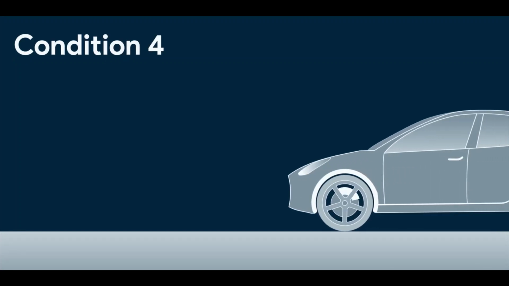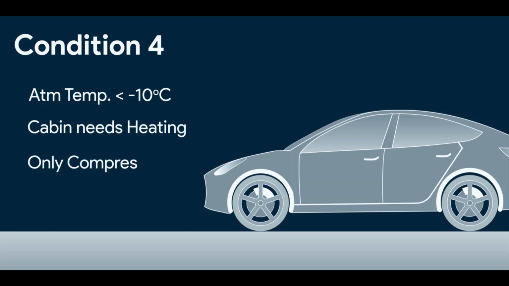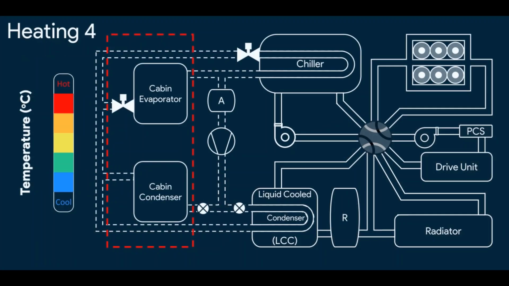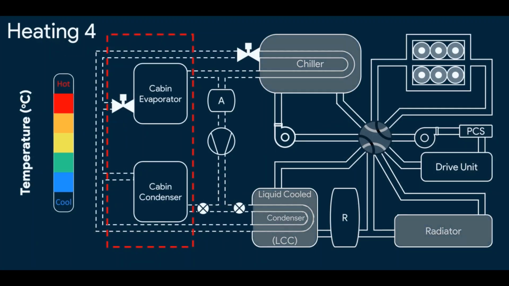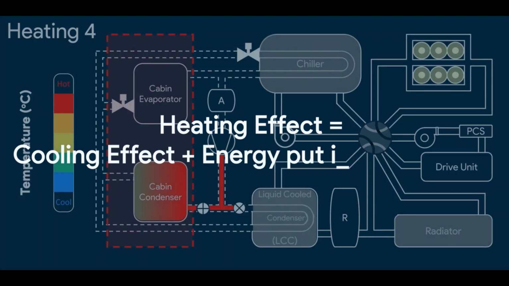The fourth condition: the atmosphere is below -10 degrees Celsius and the battery is not warm enough to supply heat to the cabin. Here only the compressor supplies the heat to the cabin, working as a high voltage heater. Here's how it works. In this mode, the chiller and LCC are both inactive, and the Octovalve is positioned this way. The compressor compresses the refrigerant, and the hot refrigerant heats the cabin. The heating effect is equal to the heat in the refrigerant plus the energy put into the compressor in the form of electrical energy, which also gets converted to heat energy.